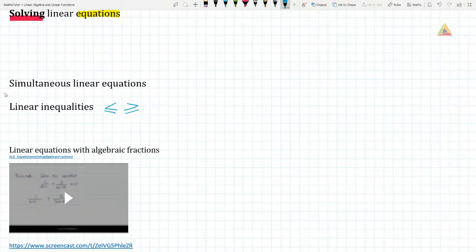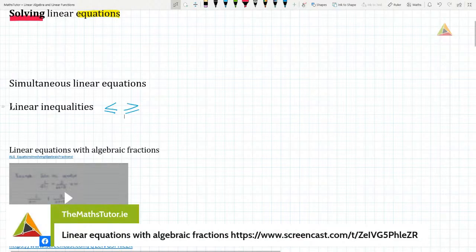So when we're dealing with an inequality, there's just one extra step that we have to remember on top of our linear equations. Some other things that they might ask, and these are the two videos that we've just popped into the comment section for you, that you might want to go and look at after the lesson. Linear equations with algebraic fractions.